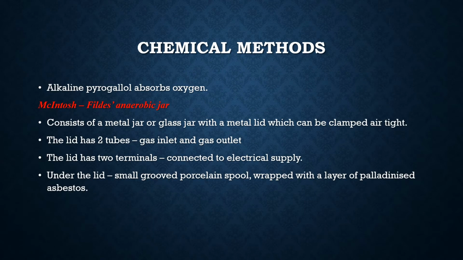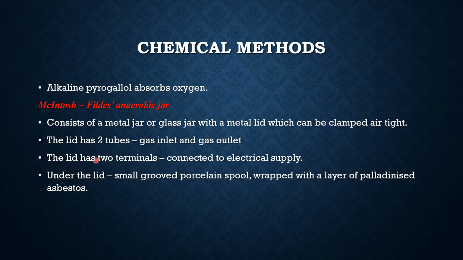Next is chemical method. The chemical method basically uses alkaline pyrogallol that absorbs the oxygen. For an example, the McIntosh and Fildes jar. The McIntosh jar consists of a metal or glass jar with a metal lid that can be clamped airtight. The lid has two tubes, one is a gas inlet and the other one is a gas outlet.